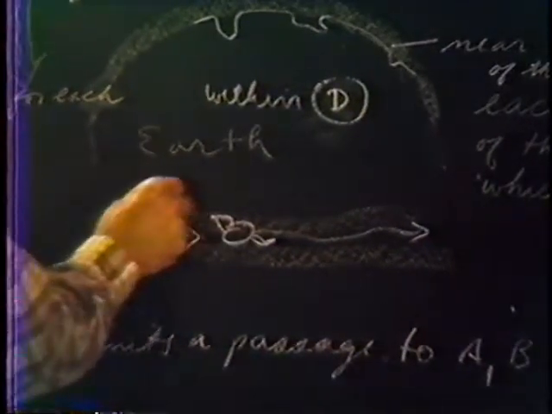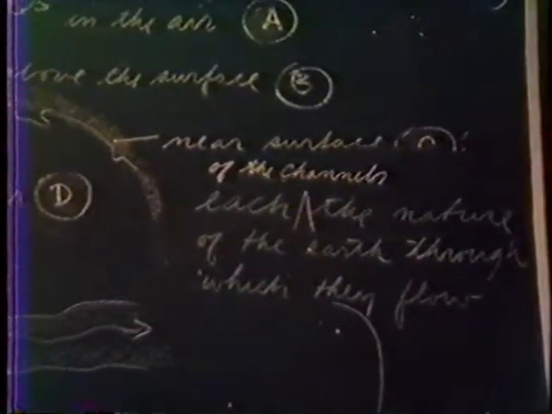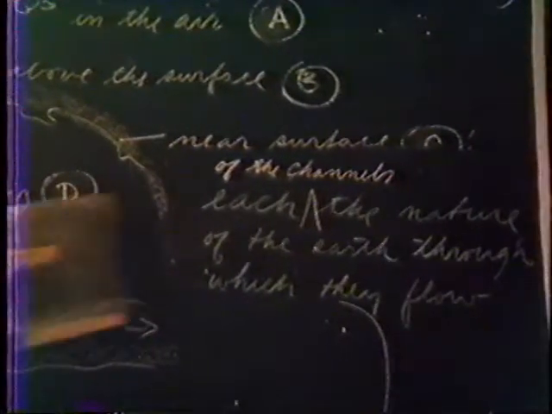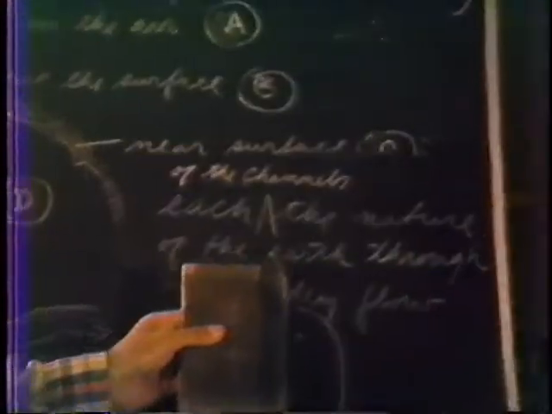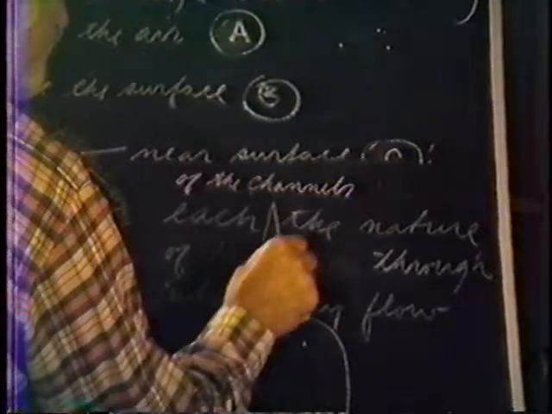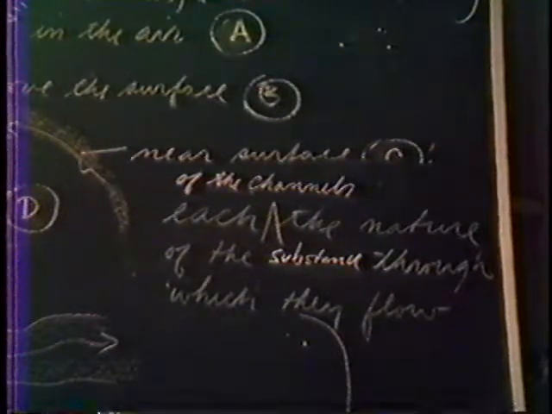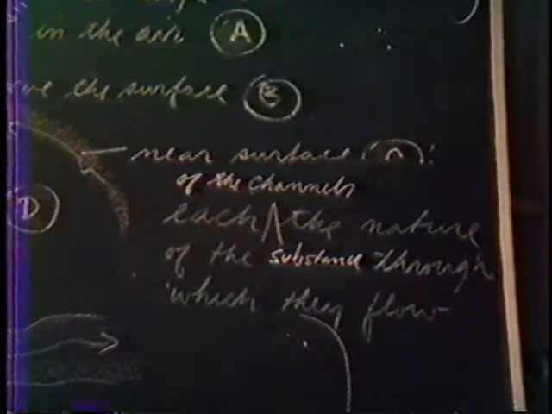So, each of these channels or rivers has the nature of the earth through which they flow. All right, generalizing. Each of the channels has the nature of the substance through which they flow. Agree? Just generalizing it for a moment? All right. Then look here.